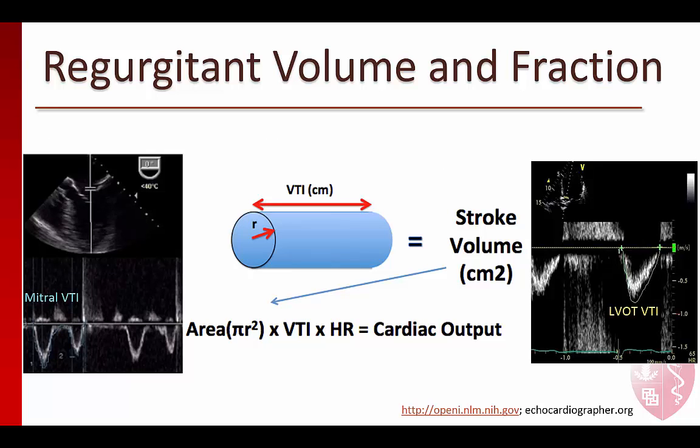Stroke volume is calculated by multiplying velocity time integral, or VTI, by the cross-sectional area. The VTI is expressed as a distance and is obtained by tracing the area under the curve of a Doppler waveform of mitral and LVOT flow.